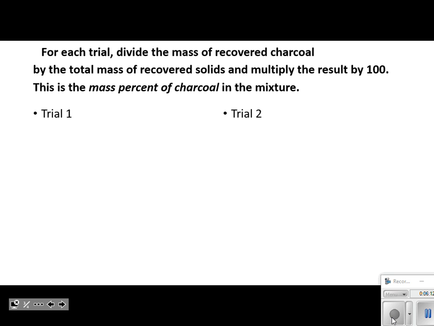For each trial, divide the mass of the recovered charcoal by the total mass of the recovered solid, multiply by 100. Well, the total mass of the recovered solid was 0.51 grams. Okay? The mass that I had of the charcoal was 0.24. Multiply that by 100 to give me a percentage. So I'm taking 0.24, dividing that by 0.51, multiply by 100. It gives me 47%.